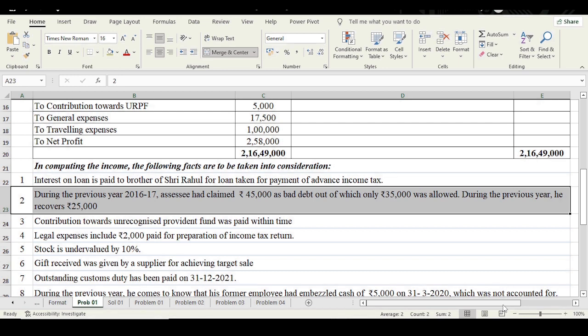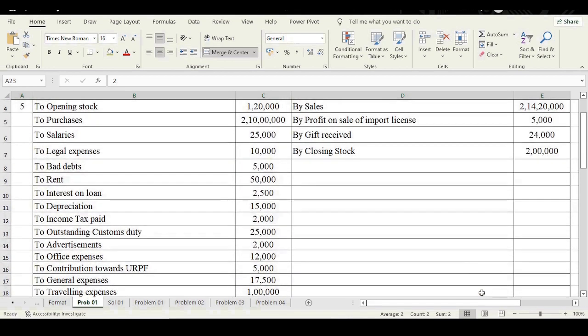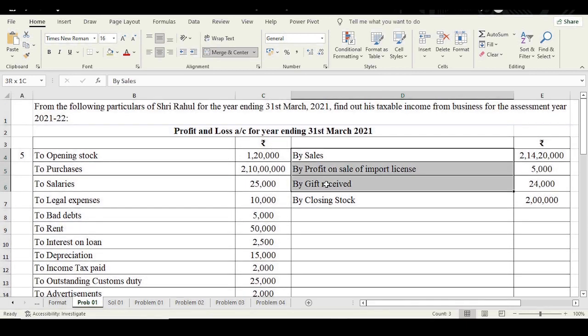Money comes in. As such, this turns out to be an income which is not credited to the P&L account. You cannot see, this is the credit side of the profit and loss account, and you don't find any items related to bad debt recovery. It is an allowable income, but it is not taken in the profit and loss account.